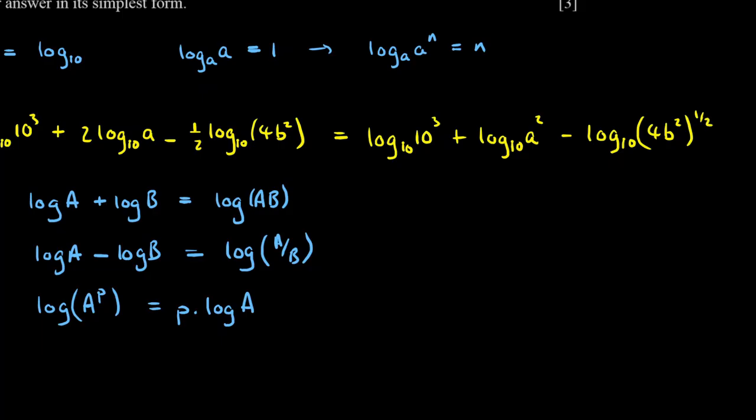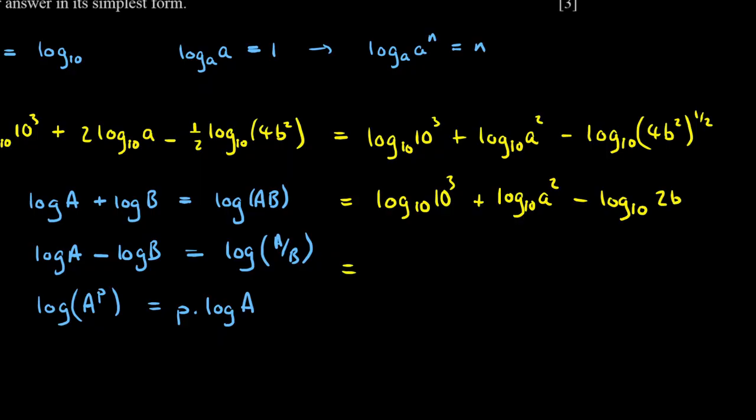Okay? And then firstly I'm going to simplify this expression here, 4b squared to the power of a half. Well, power of a half is the same thing as the square root. So I can write that as log base 10 to the power of 3 plus log base 10 a to the power of 2 minus log base 10 of the square root of 4b squared, which is just 2b.